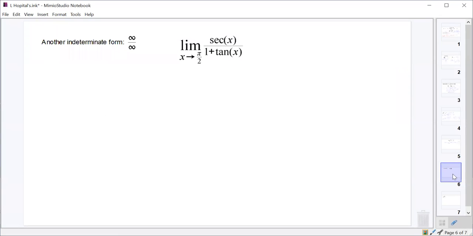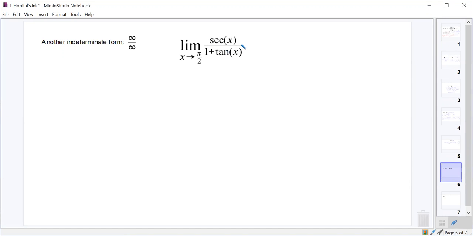Let's talk about a new indeterminate form. I mean, sort of new. It's not really new, just new to you. Infinity over infinity. So infinity over infinity is another indeterminate form, and you can also use L'Hopital's rule for it. So let's first just take a look at why this is infinity over infinity.